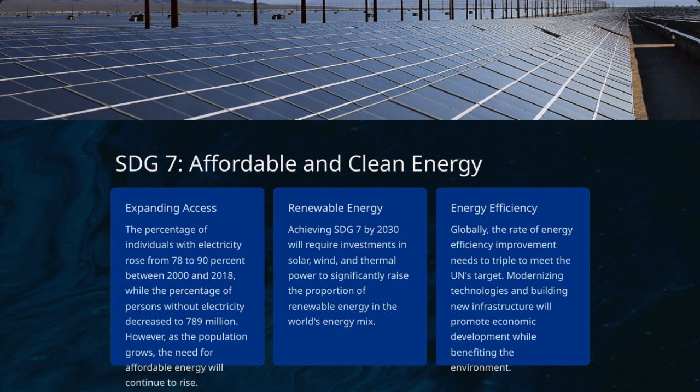Now, let's look at access to electricity. Between 2000 and 2018, the percentage of people with access to electricity increased from 78 to 90%. That's a substantial improvement. At the same time, the number of people without electricity has decreased to around 789 million.